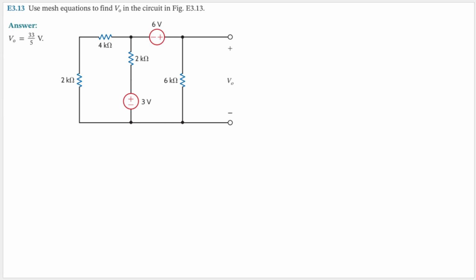So the question is: use mesh equation to find V0 in the circuit in figure E3.13. So we have this circuit here and we are asked to use mesh equation. Okay.